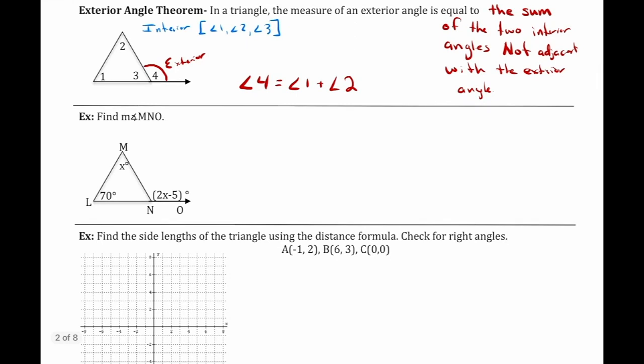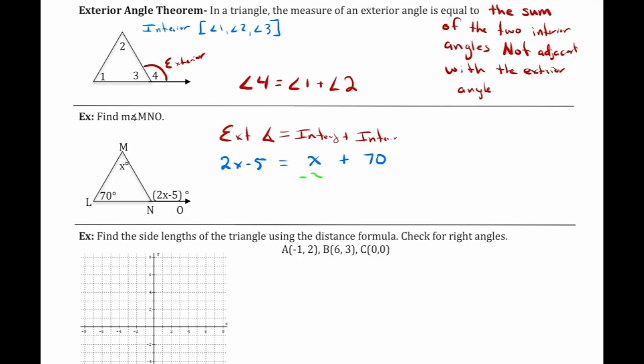So if I want to find the measure of MNO, so MNO is right here, so that's the exterior angle. I want to know what that's going to be. We can use what we just said, which was the exterior angle theorem, which says that this MNO, the exterior angle, is going to equal the 2 remote interior. So an interior plus an interior. So the exterior angle, we know, is 2x minus 5. The interior angle here is x, and the second interior angle is 70. We're adding those together. So once we have an equation, we can set this up and solve for x.